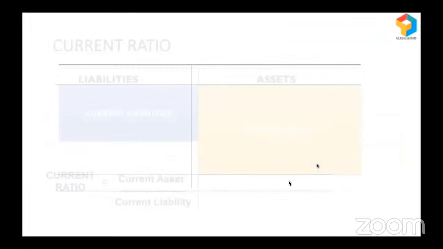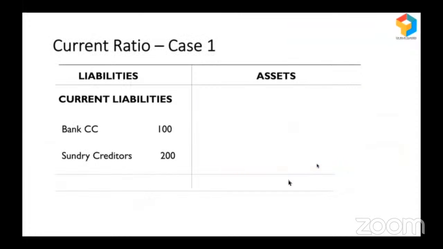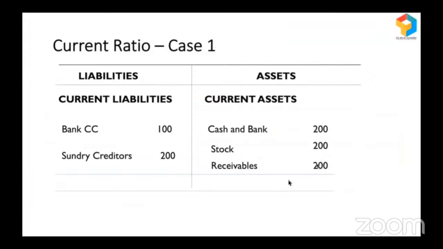Let me take you through 3 scenarios. Look at scenario 1, where the current liabilities are given. This is total current liability, which is 300, and the resources that are available to settle that obligation are 600. So the obligation is 300, resources are 600. So I think here the liquidity position is really comfortable.